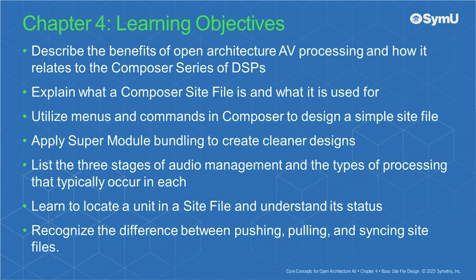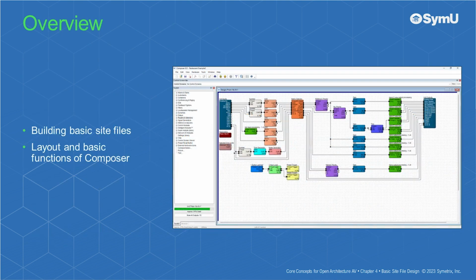List the 3 stages of audio management and the types of processing that typically occur in each. Learn to locate a unit in a site file and understand its status. Recognize the difference between pushing and pulling site files. This chapter covers building basic site files as well as the layout and basic functions of Composer.